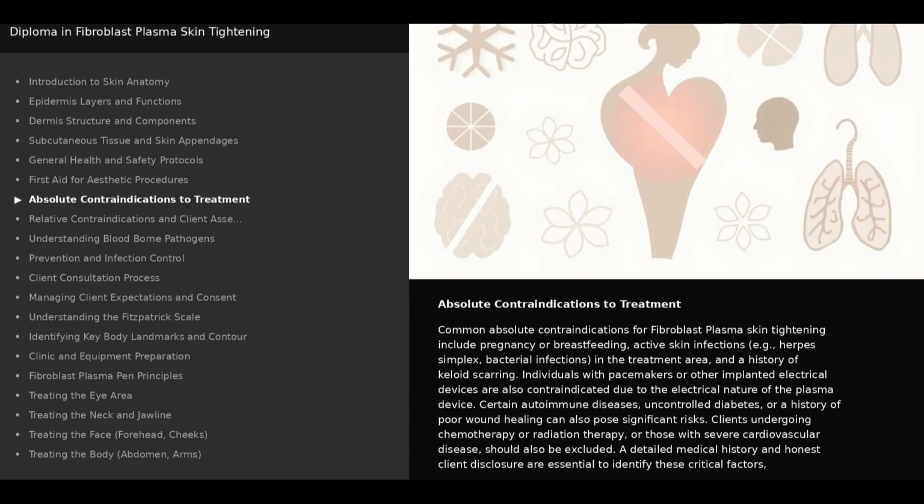Certain autoimmune diseases, uncontrolled diabetes, or a history of poor wound healing can also pose significant risks. Clients undergoing chemotherapy or radiation therapy, or those with severe cardiovascular disease, should also be excluded. A detailed medical history and honest client disclosure are essential to identify these critical factors, ensuring that only suitable candidates receive treatment.